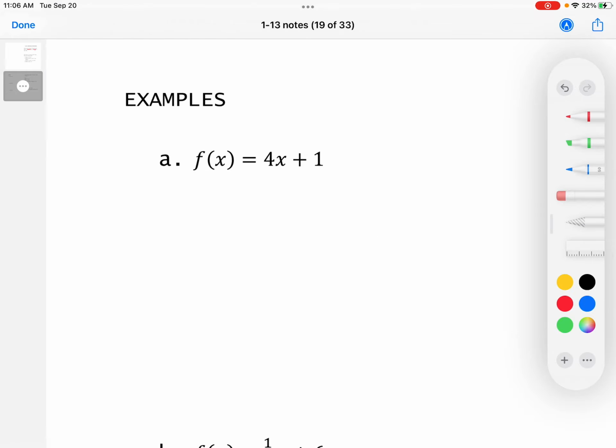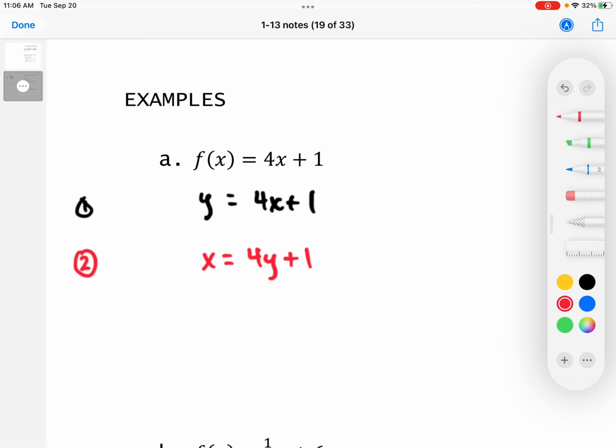Okay, so step number 1, let's start on it. Step number 1 is instead of f of x equals, we're going to make that y equals 4x plus 1. Okay, that's step number 1. Step number 2, pretty simple again. Step number 2, we're going to trade places of x and y. Okay, so instead of y equals 4x plus 1, we turn that into x equals 4y plus 1.